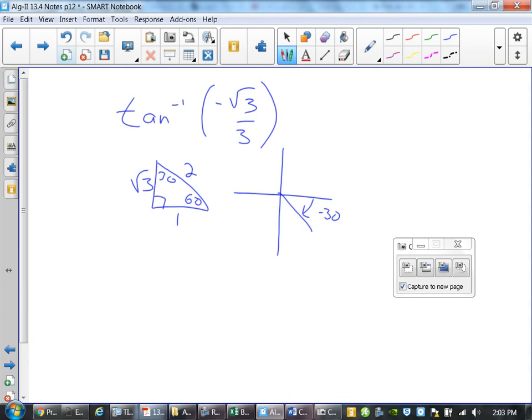No, because again, what are the parameters set forth for inverse tangent? Between pi over 2 and negative pi over 2. There is no 330 degrees. Okay? So with these, you just have that arc, and then if it's negative, you go on the negative side, if it's positive, you go on the positive side, and then that's all. That's really all there is to it.